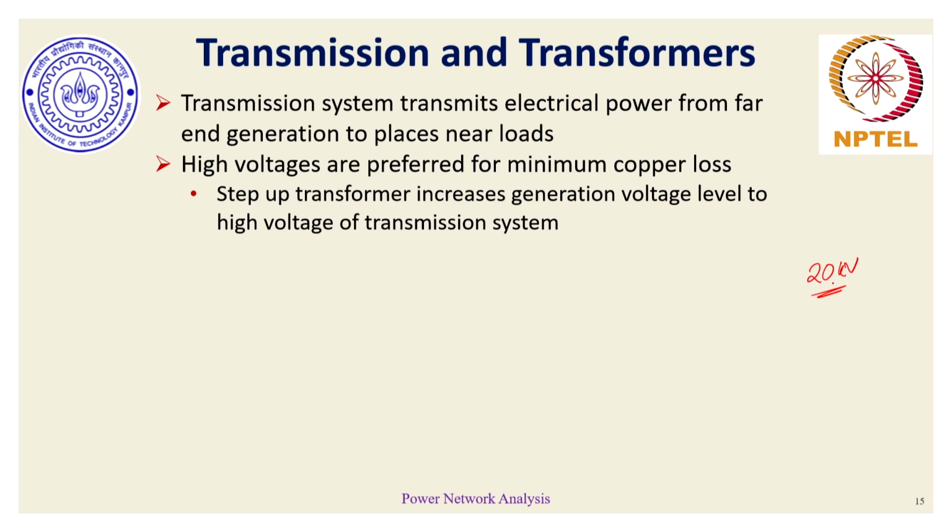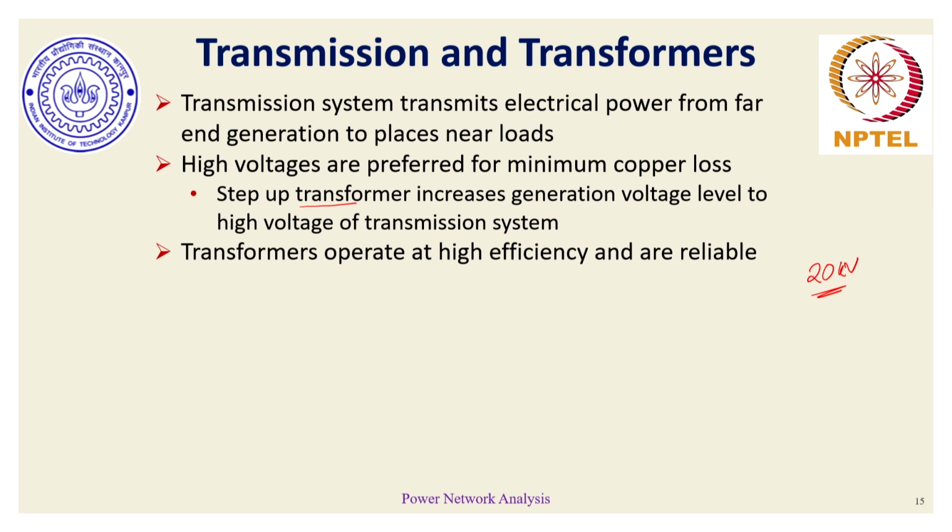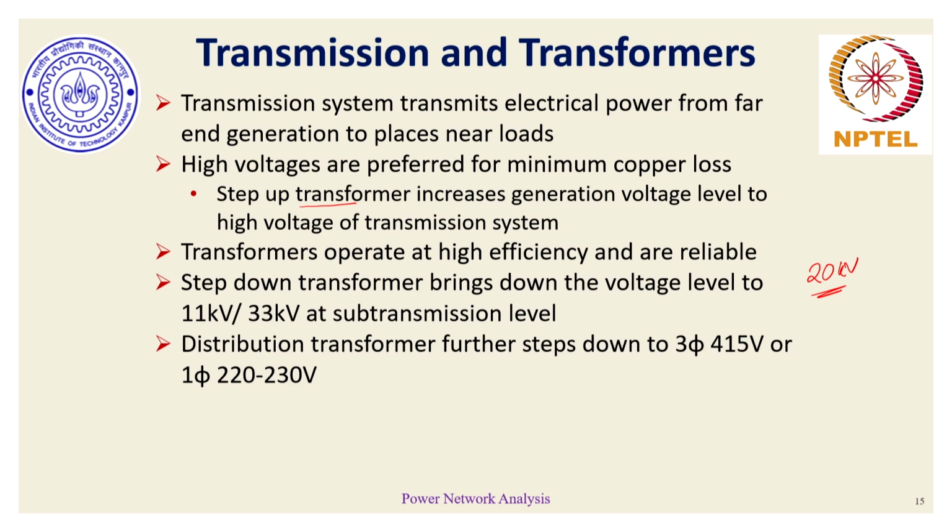The reason why the transmission network comes into the picture is because the voltage level of 20 kV, which is the typical generating voltage, is scaled up or amplified to higher voltages so that the I square R losses are minimum. In order to do that, step-up transformers come into the picture, which scale up the generation voltage level to the high voltage of the transmission system. And these power transformers are highly efficient transformers.